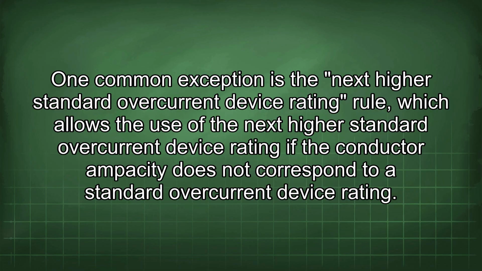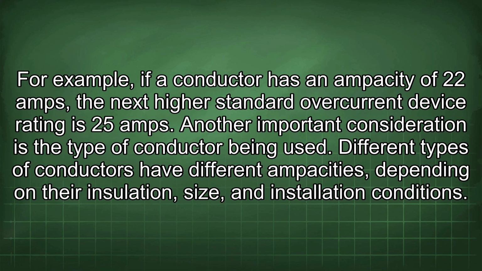One common exception is the next higher standard overcurrent device rating rule, which allows the use of the next higher standard overcurrent device rating if the conductor ampacity does not correspond to a standard overcurrent device rating. For example, if a conductor has an ampacity of 22 amps, the next higher standard overcurrent device rating is 25 amps.